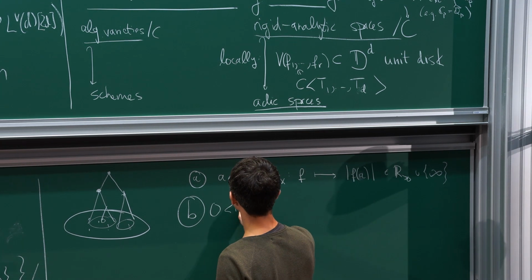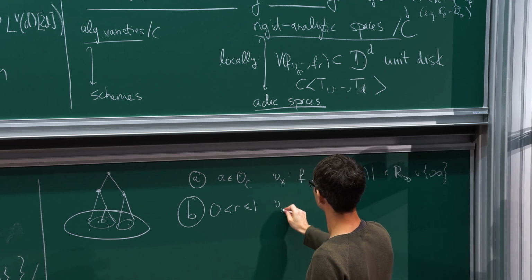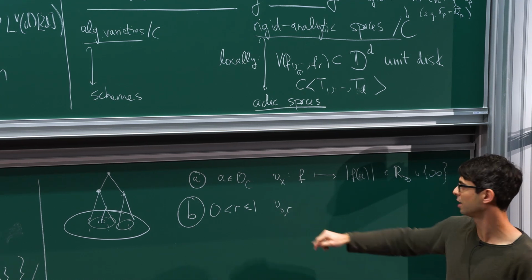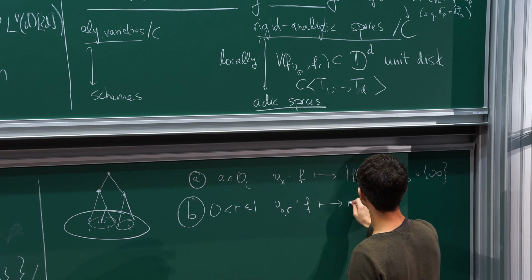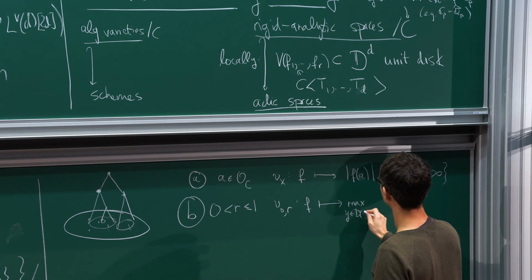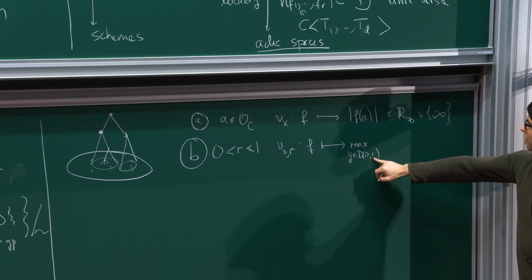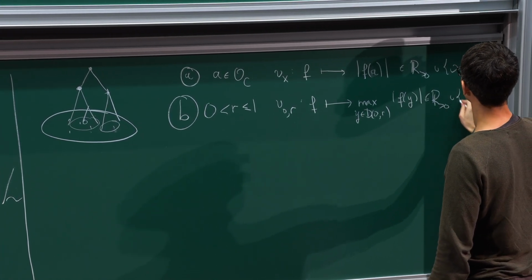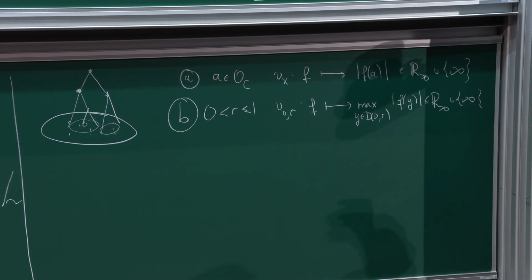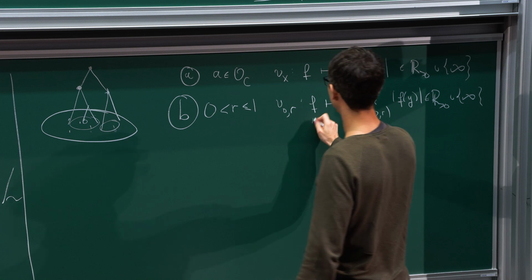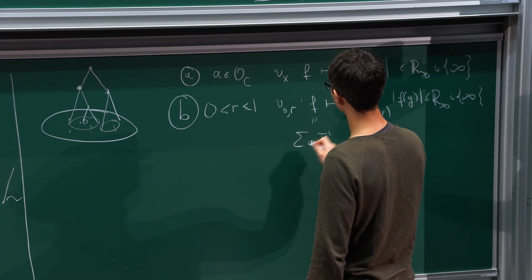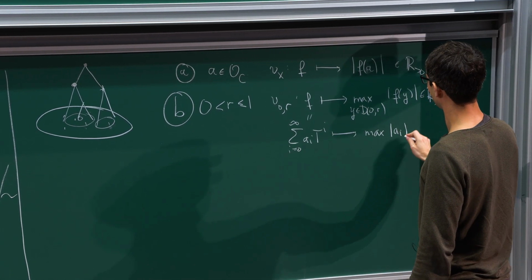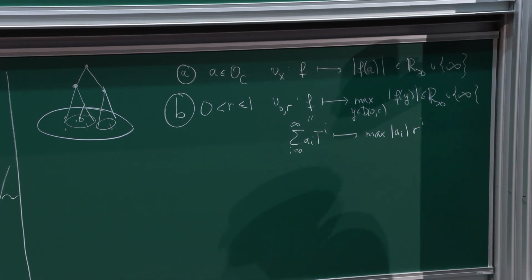So if we fix some radius r, then the valuation that would correspond to the smaller disk around 0 of radius r sends f to the maximum over all points of this disk of radius r. And this will again be some real number. Concretely, if you write this as a restricted power series, this will be just sent to the maximum of the values of the coefficients a_i times r to the i.